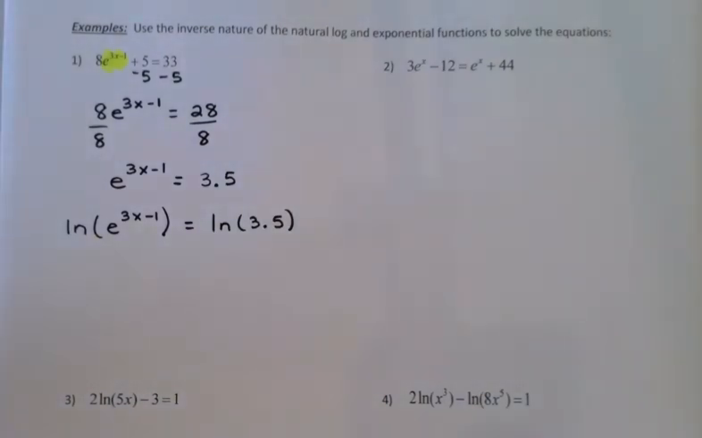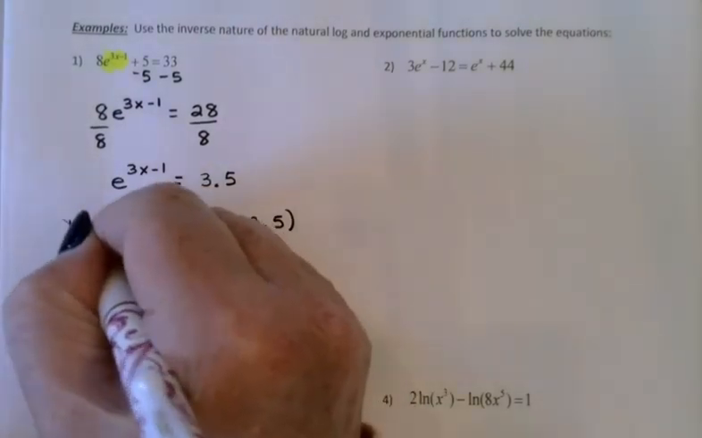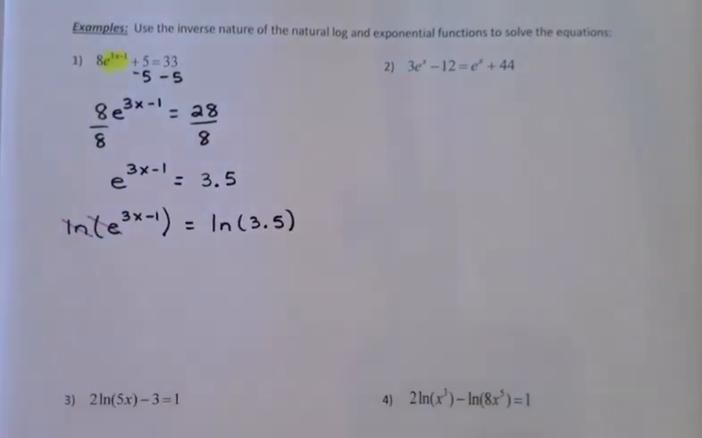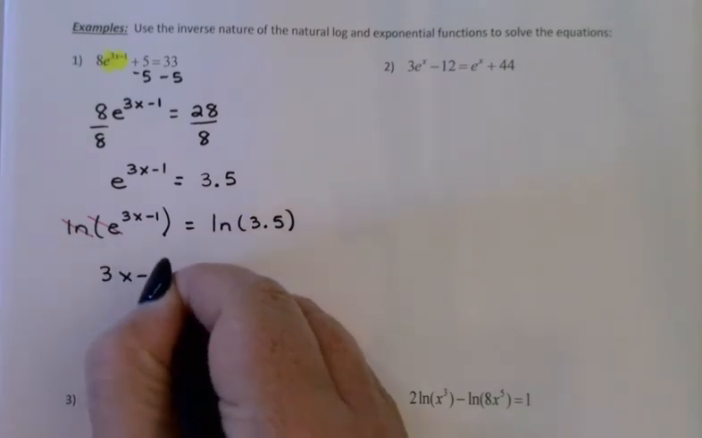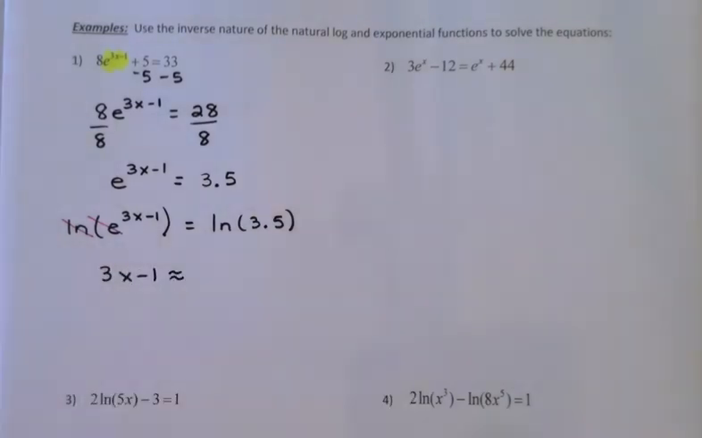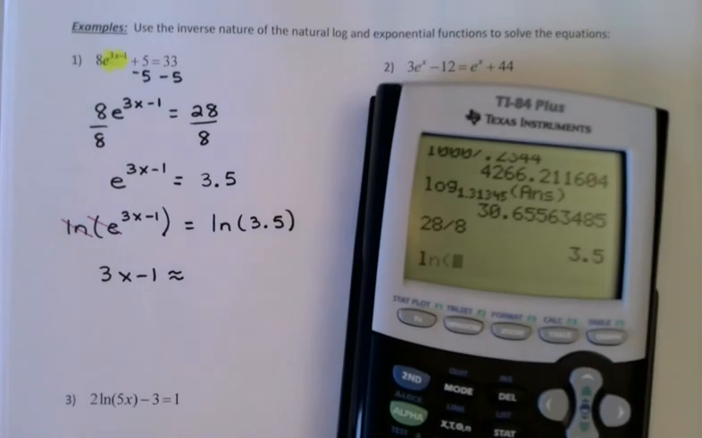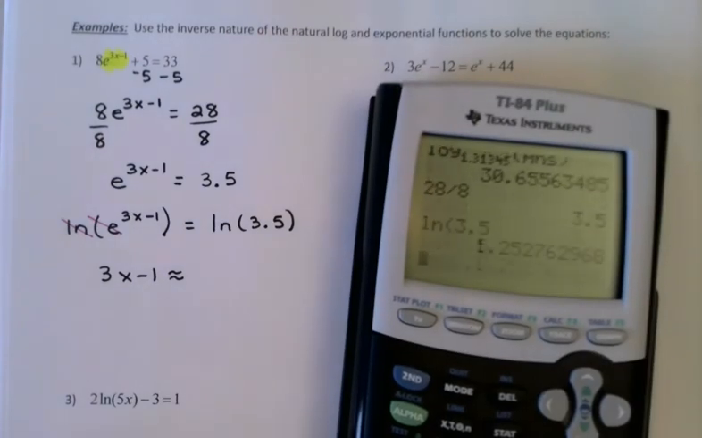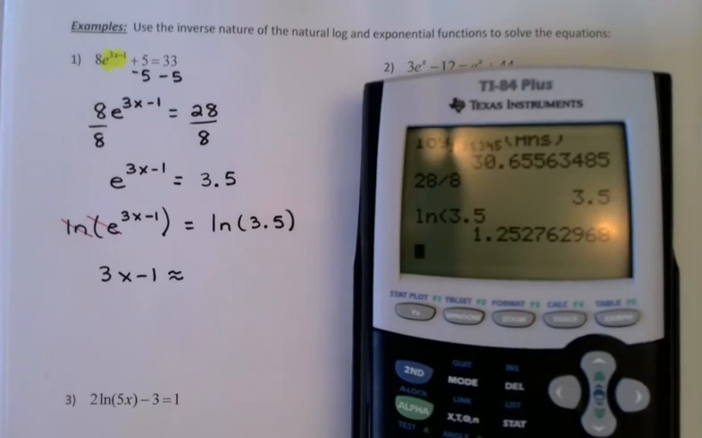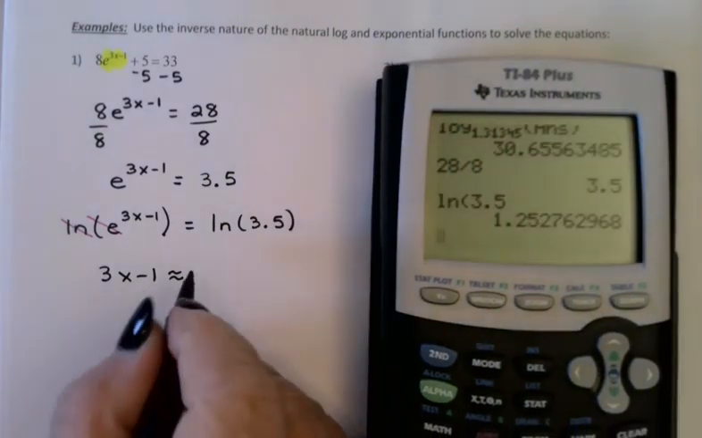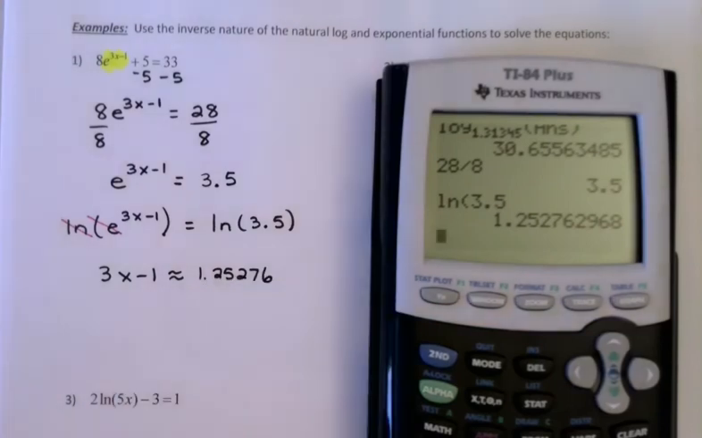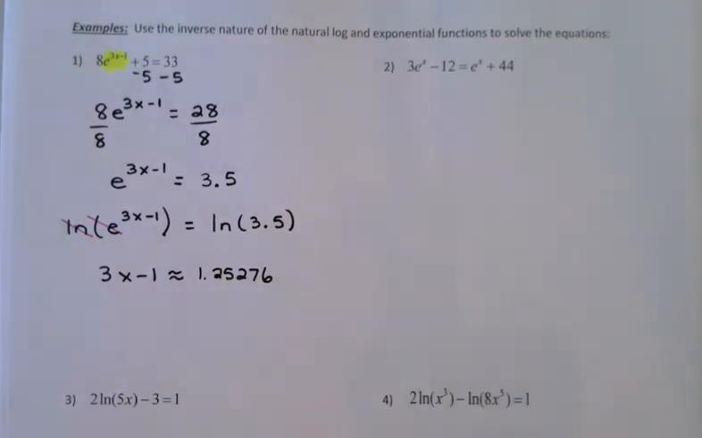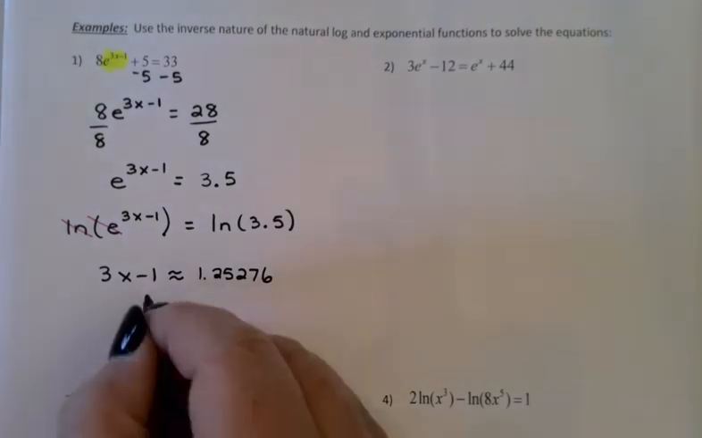So I can allow my ln and my e, my inverse functions, to get rid of each other. And I have 3x minus 1 is approximately the natural log of 3.5, about 1.25276. Guess I'm getting a decimal approximation this time. Our instructions didn't say whether we wanted exact or approximate, so I'll do approximate this time.